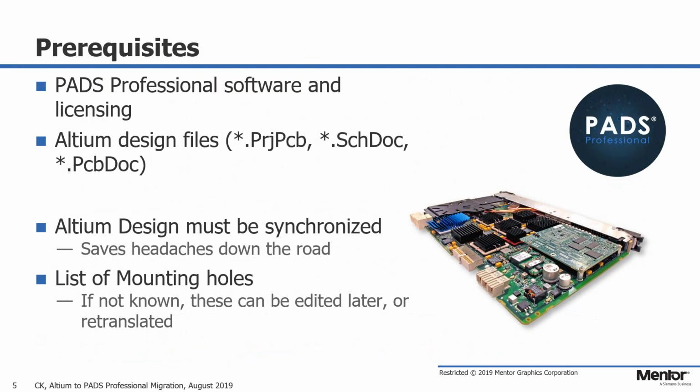Okay, prerequisites. Of course, you're going to need the PADS Professional software, and you're going to need that software to be licensed. So if you do not have that currently, reach out to your account manager, reach out to me, and we'll get you set up with that. And you're going to need the Altium design files, everything that you want to pull over from Altium, so your PRJ, PCB, schematic docs, PCB docs.